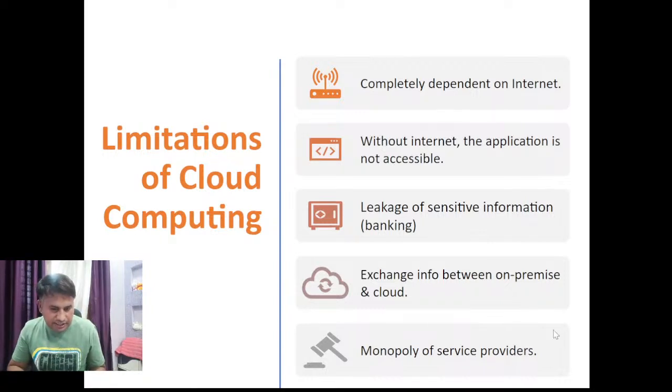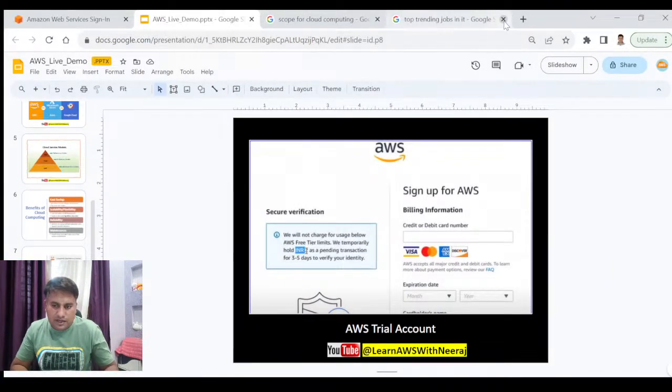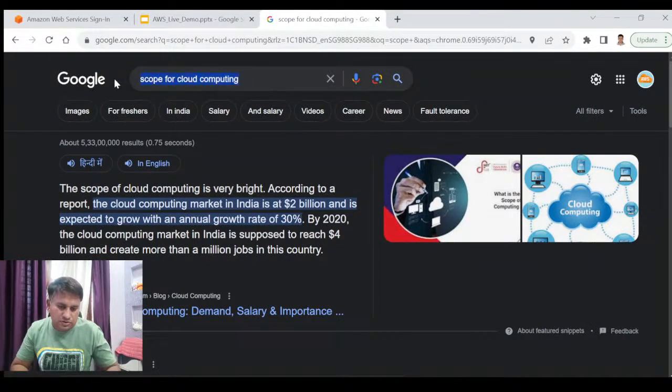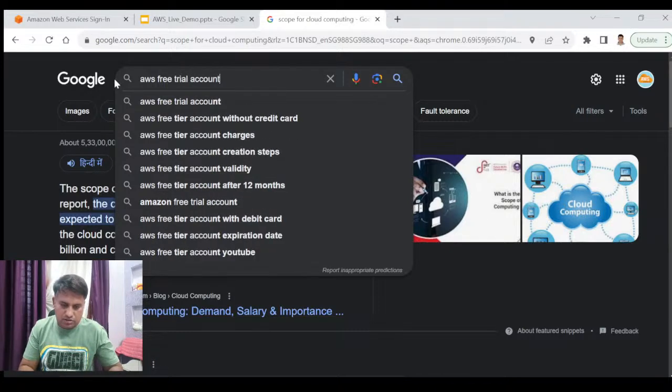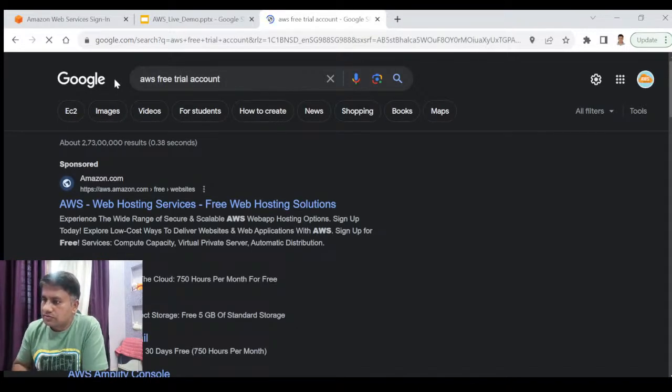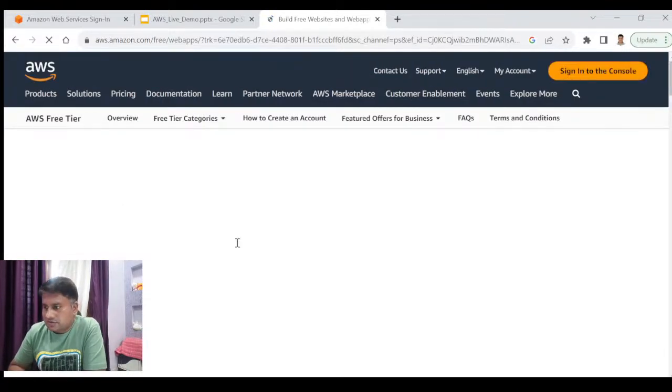Okay, without wasting any time, I'm quickly moving towards the next slide. And as I said, the next slide is about AWS trial account creation. Okay, so how to create an AWS trial account? What you need to do is open Google, and in Google you type AWS free trial account. The very first website you get, just click on that, and it will give you the option to create your trial account.